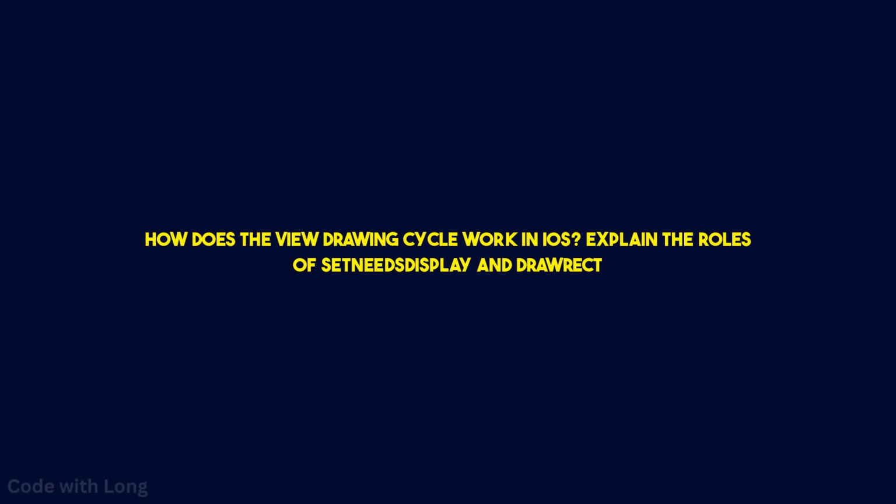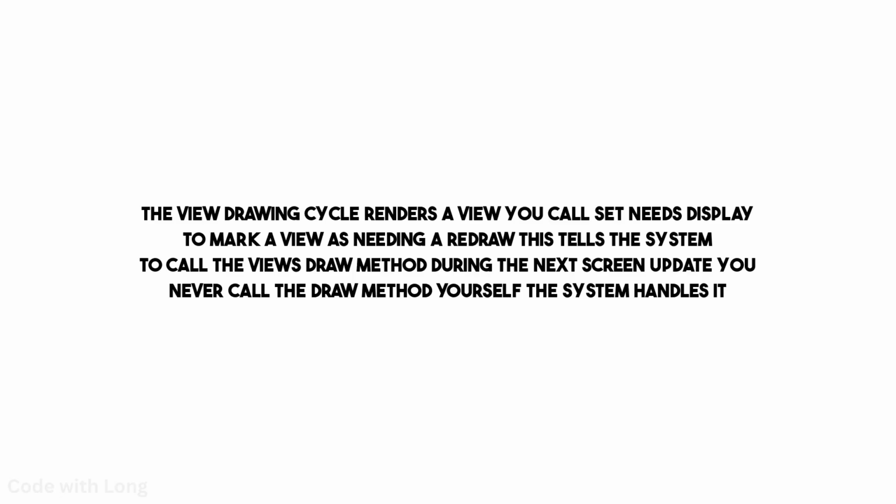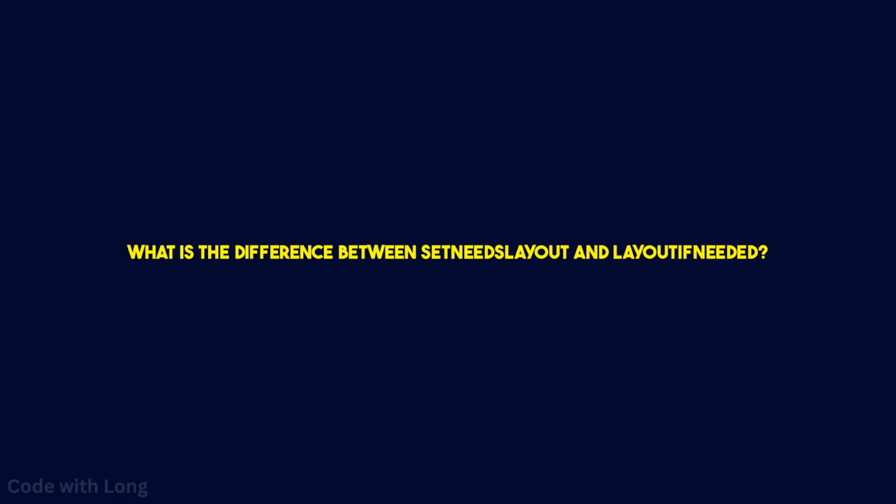How does the view drawing cycle work in iOS? Explain the roles of setNeedsDisplay and draw(_:). The view drawing cycle renders a view. You call setNeedsDisplay to mark a view as needing a redraw. This tells the system to call the view's draw method during the next screen update. You never call the draw method yourself. The system handles it.